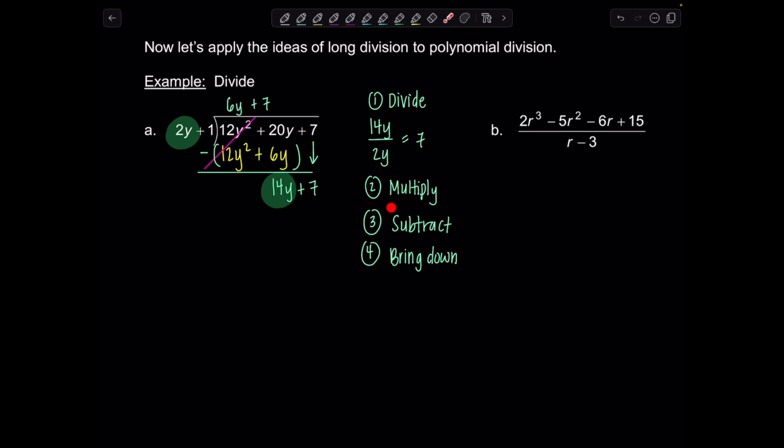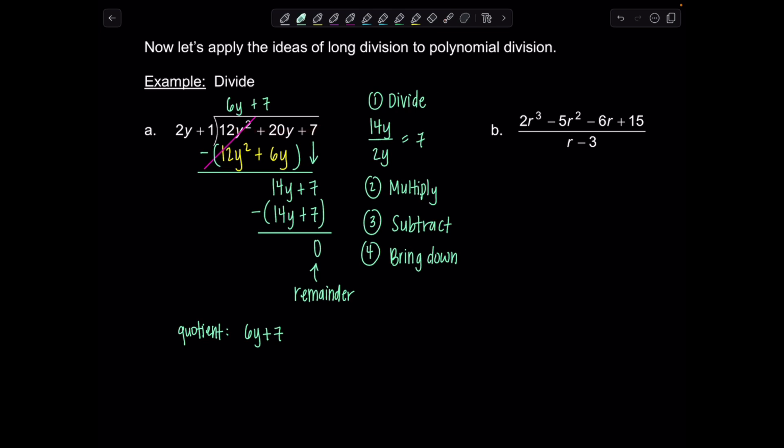Then we're on to step 2. We multiply. So I'm going to distribute this 7 through. So 7 times 2y, that's 14y, plus 7 times 1, 7. Beautiful. Look at this. Everything canceled out. So what does that mean for us? When I subtract now, I have just 0. So my remainder is actually 0, and there's nothing to bring down. So the problem is done. So my quotient, can you identify it? It's 6y plus 7.